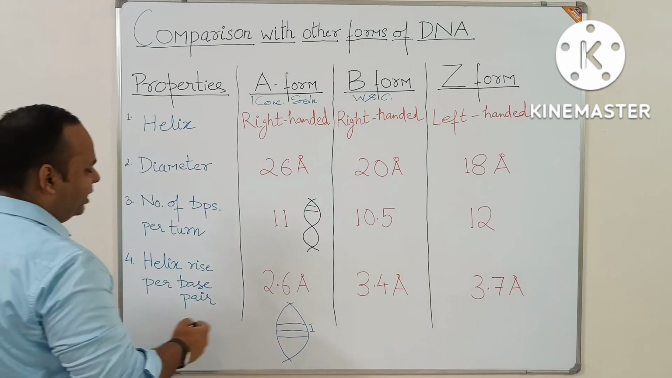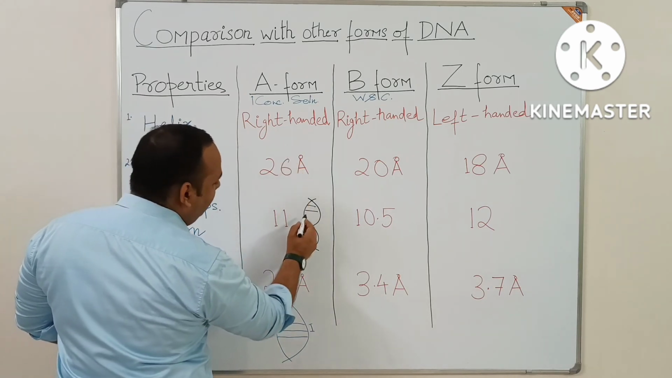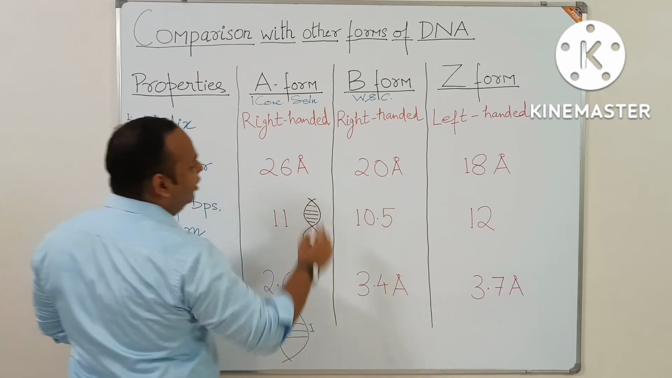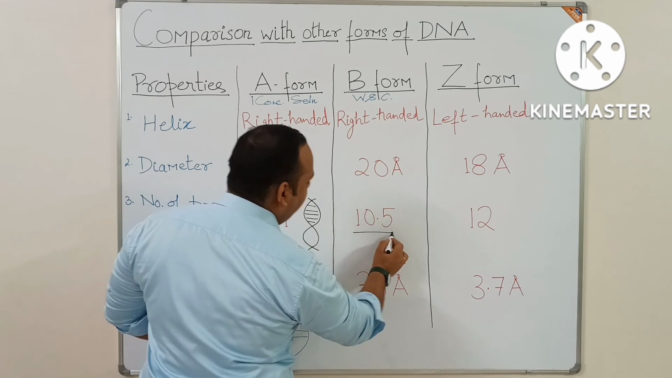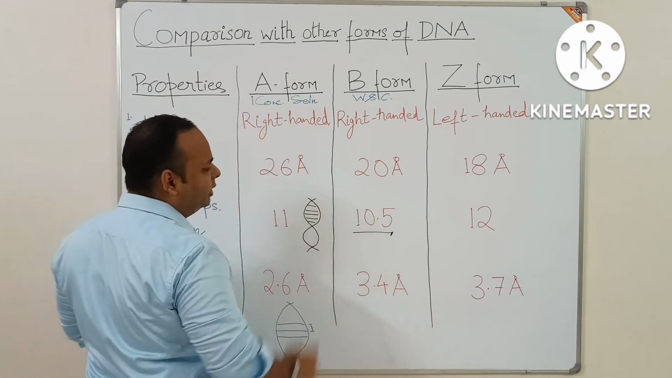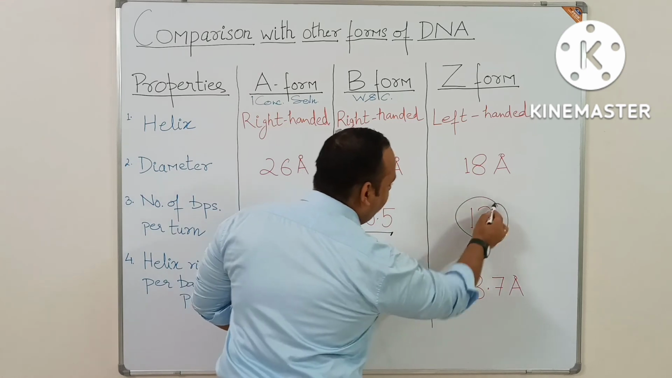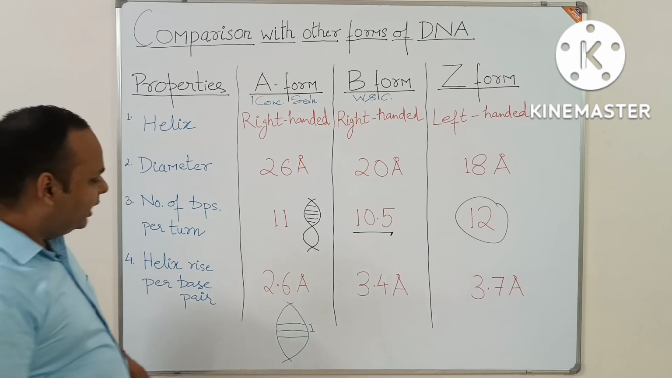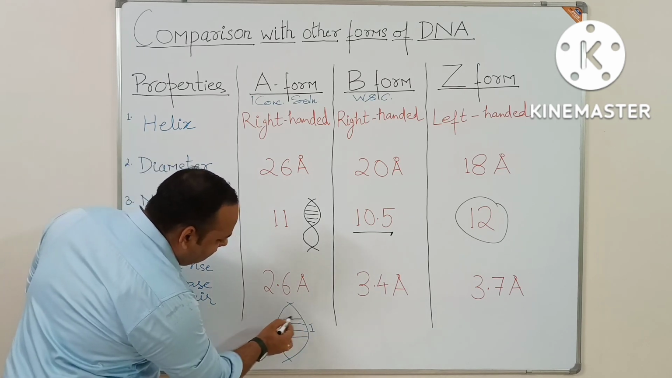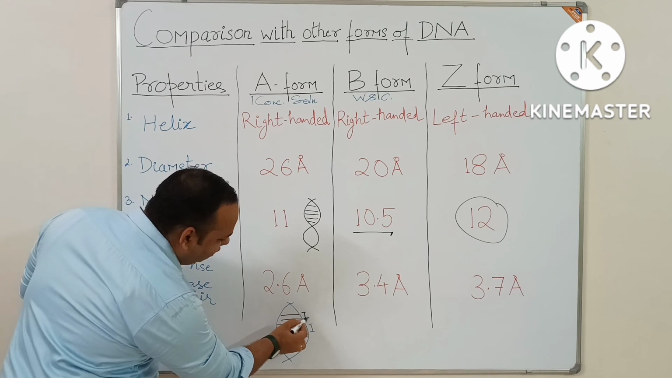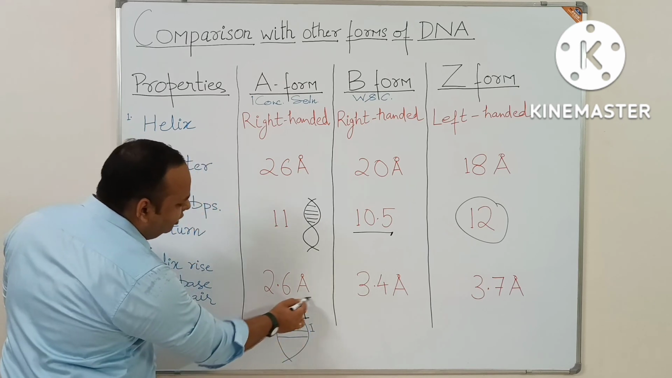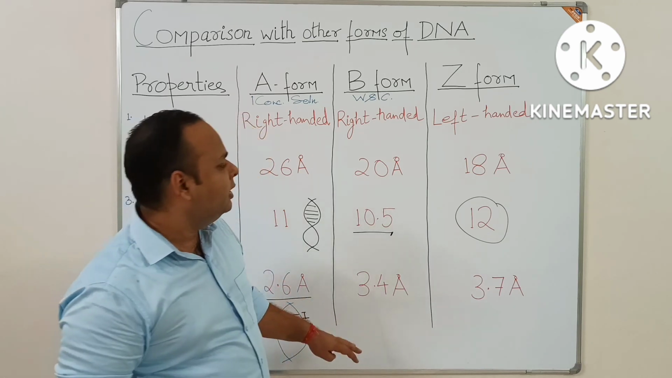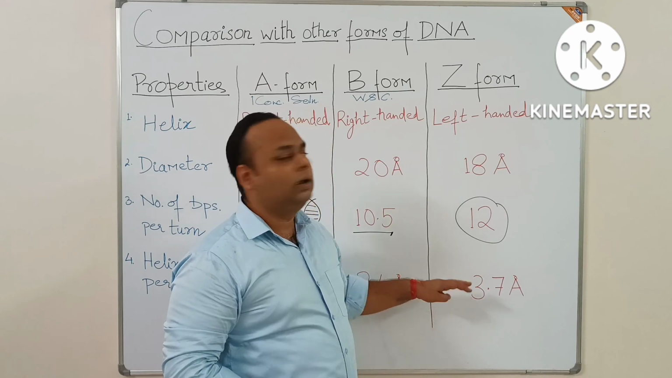Number of base pairs per turn. That is, in A form these would be 11. In B form it would be exactly 10.5 base pairs per complete turn, and in Z form it is 12 base pairs. Helix rise per base pair. That is, the distance between 2 nitrogen base pairs would be 2.6 angstrom in A form DNA, 3.4 angstrom in B form of DNA, and 3.7 angstrom in Z form of DNA.